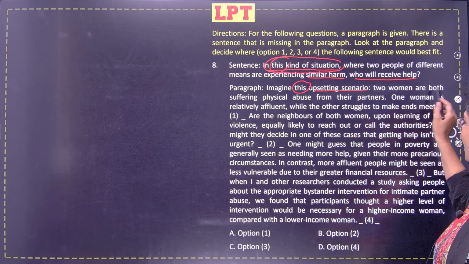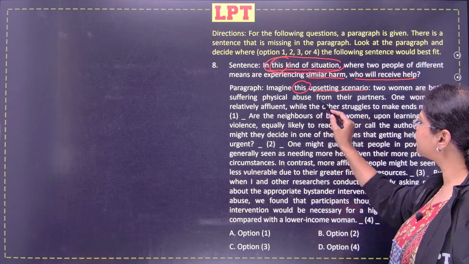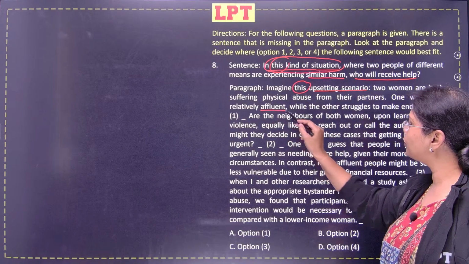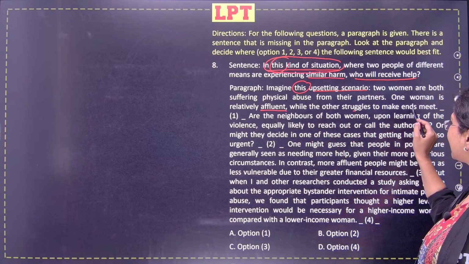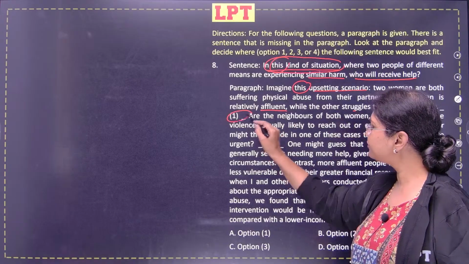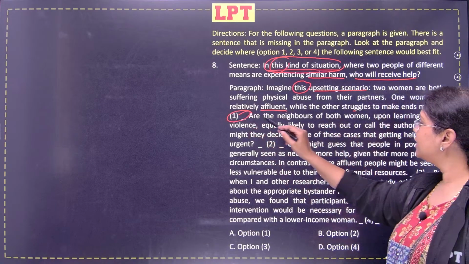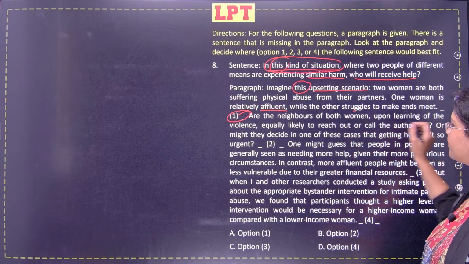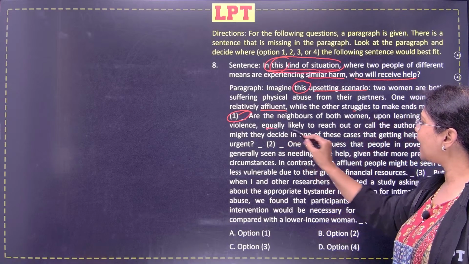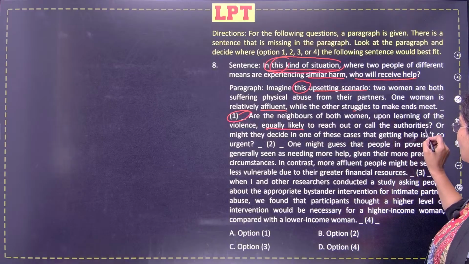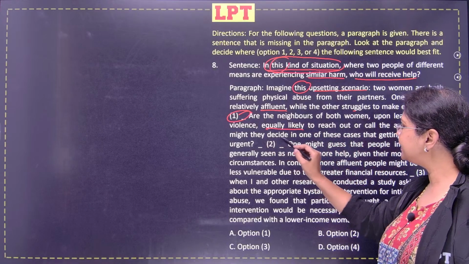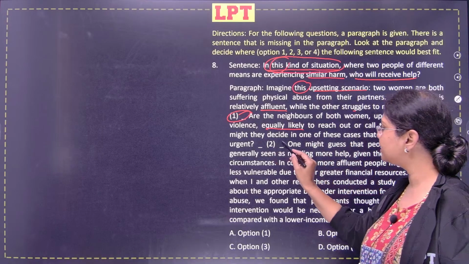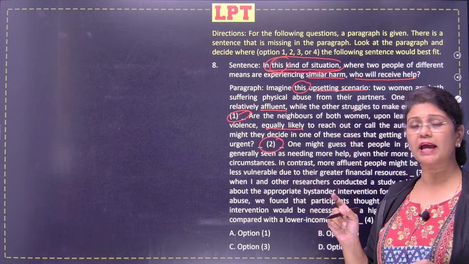Two women are both suffering physical abuse from their partners. One woman is relatively affluent while the other struggles to make ends meet. Here you have the first blank. It says, are the neighbors of both women, upon learning of the violence, equally likely to reach out or call the authorities? Or might they decide in one of these cases that getting help is not so urgent? And then you have the second blank here.